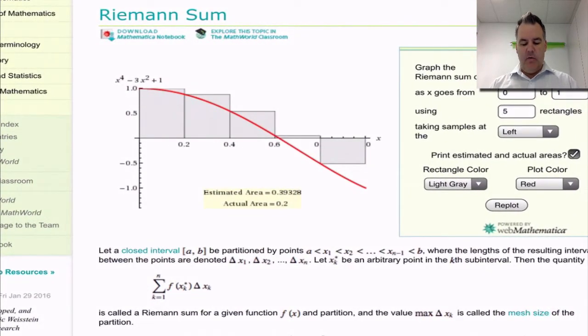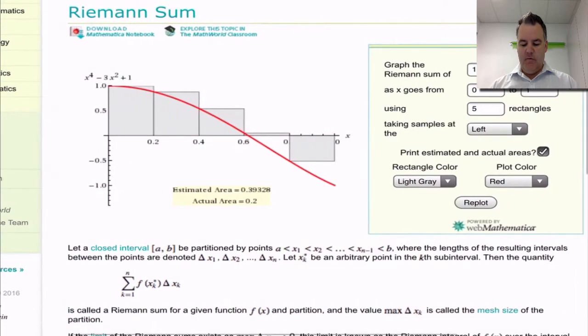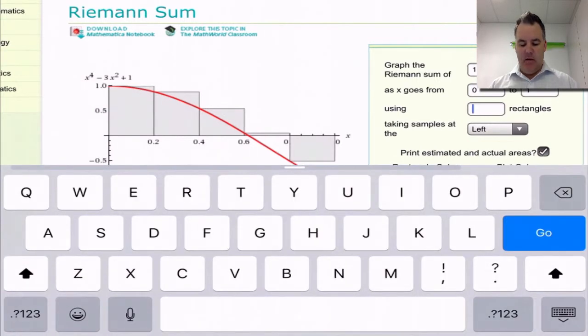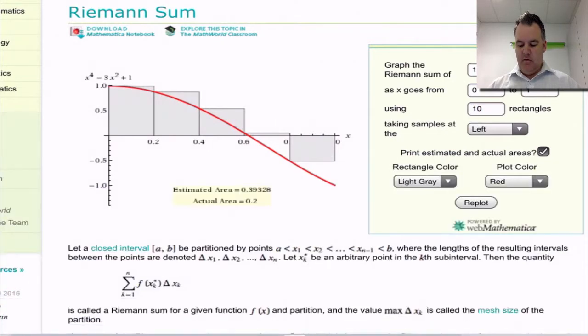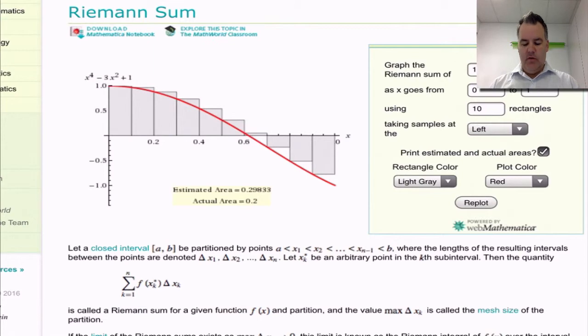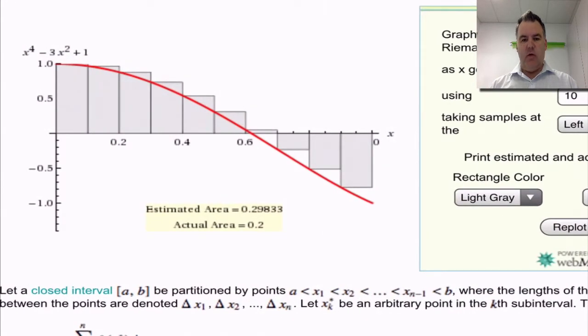Here we've got the curve x to the 4 minus 3x squared plus 1, and we're looking at the area under the curve. You can see I've used 5 rectangles here going between 0 and 1. If I ramp that up and make that 10 rectangles rather than 5, and replot that, you can see now that the area we're estimating is much closer to the actual area underneath the curve. Note also that the areas that are under the x-axis will count as negative for an integral. So all these areas up to just after 0.6 count as positive, but these areas down here will count as negative.